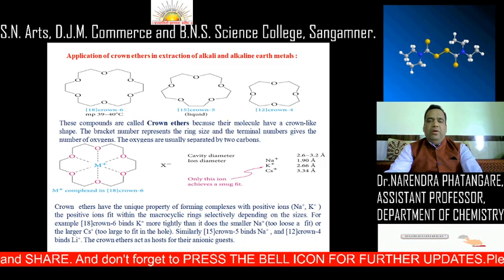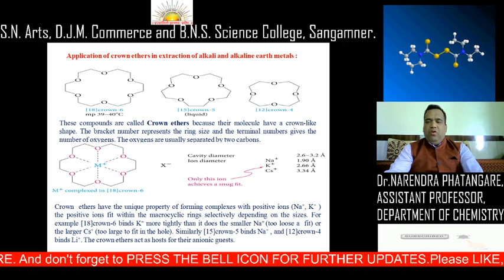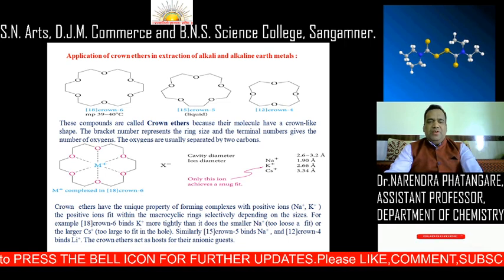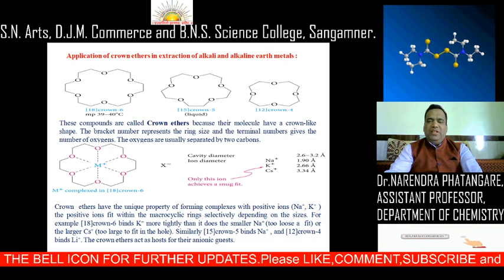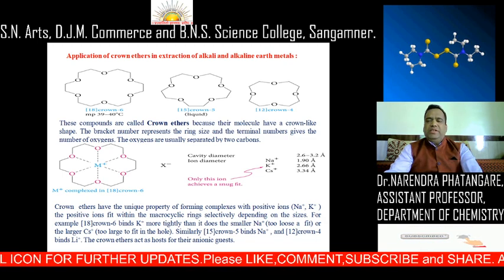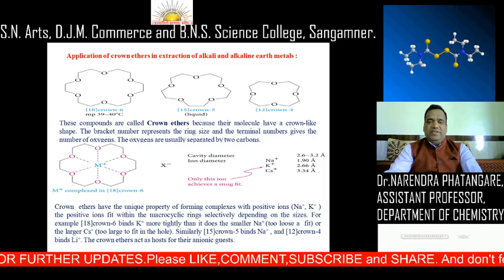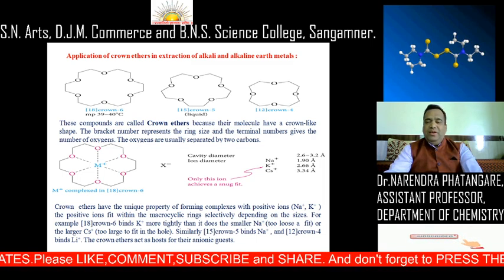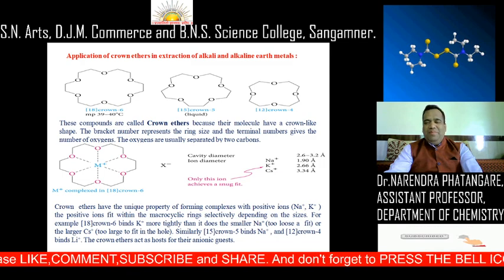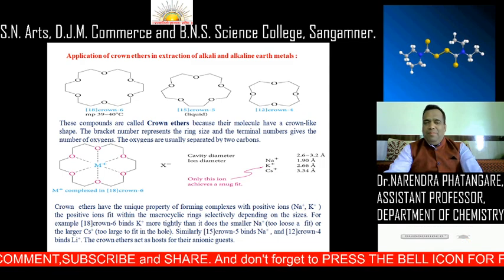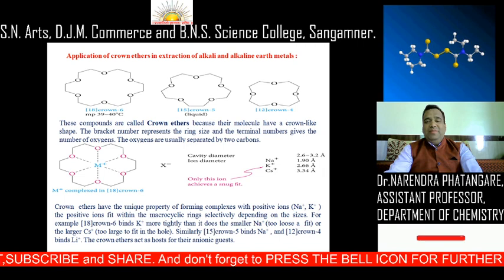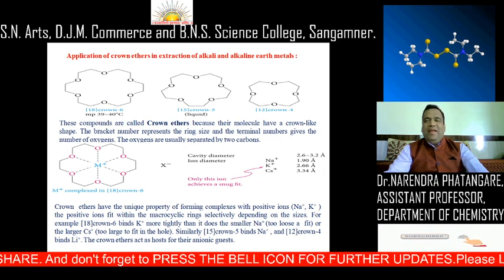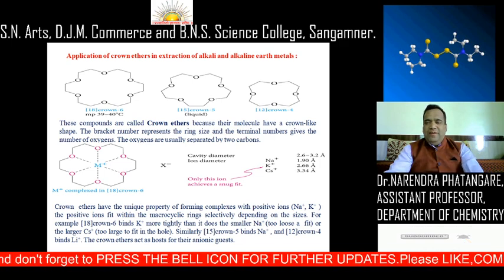Crown ethers have the unique property of forming complexes with positive ions such as Na+ and K+, with the positive ion fitting within the macrocyclic ring selectively depending on its size. For example, 18-crown-6 binds potassium more tightly than it does the smaller Na+. Na+ gets loose through the 18-crown-6, and therefore it can be eliminated, like a molecular sieve.